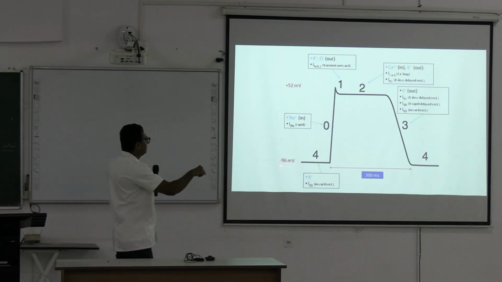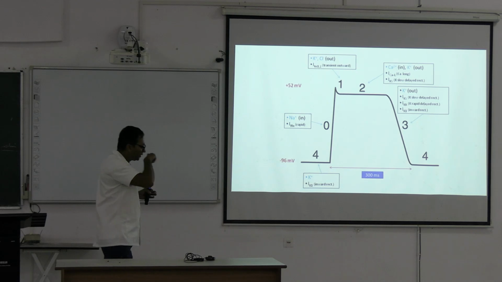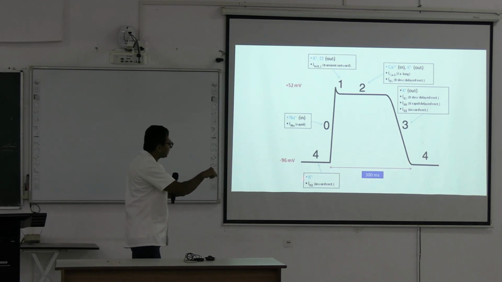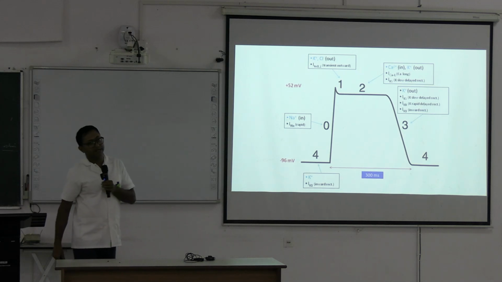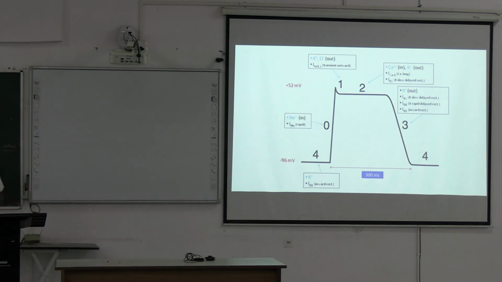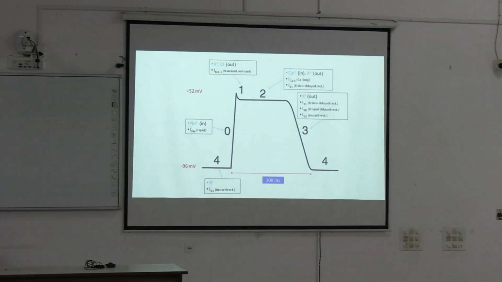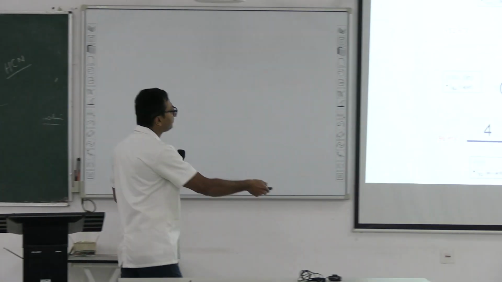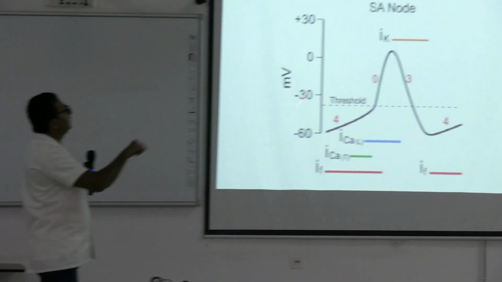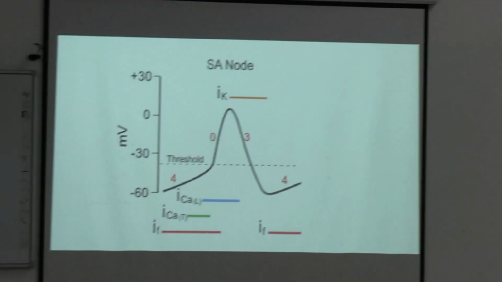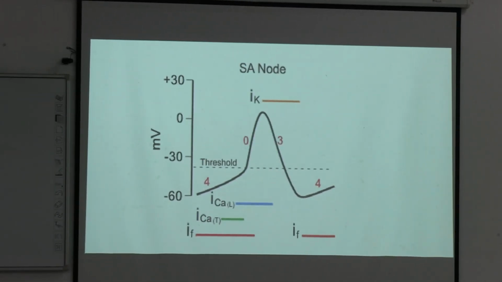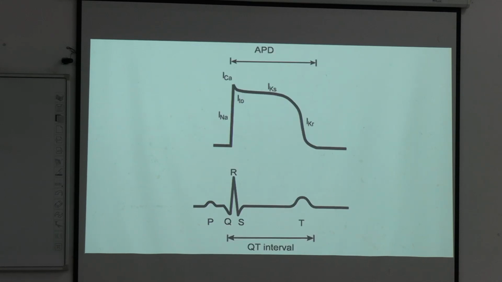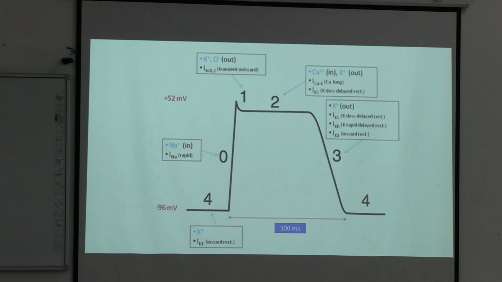And again phase 4, coming back to phase 4, which is only the inward rectifier potassium channel, and it maintains the resting membrane potential at minus 96 millivolt. Clear? So this is an example of fast response action potential, which is happening in a cardiac myocyte, typically in a ventricular muscle cell, right? And this one is the action potential happening in SA node, which is also called a slow response action potential. Clear? This is slow response action potential, and this is fast response action potential.